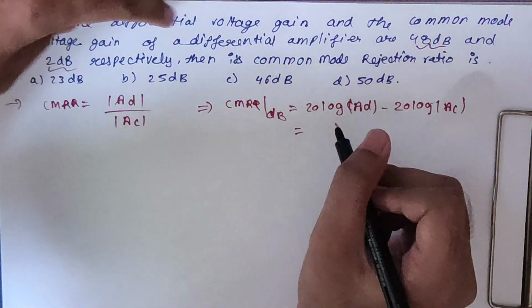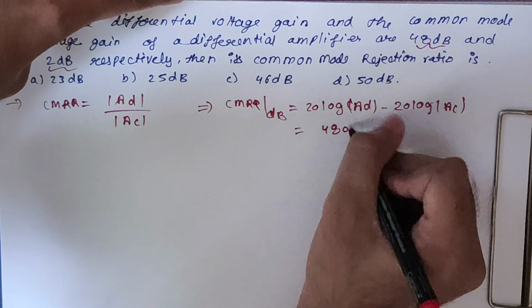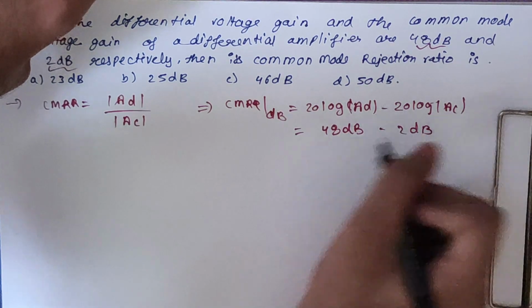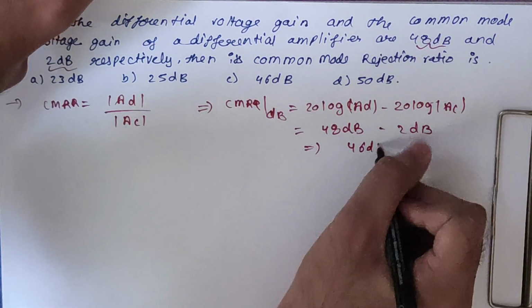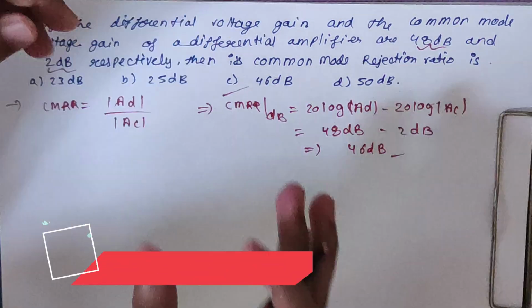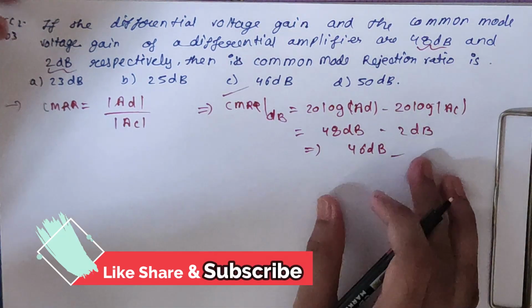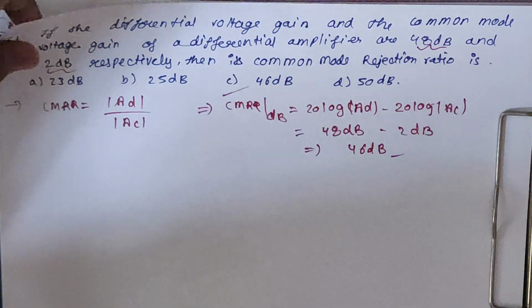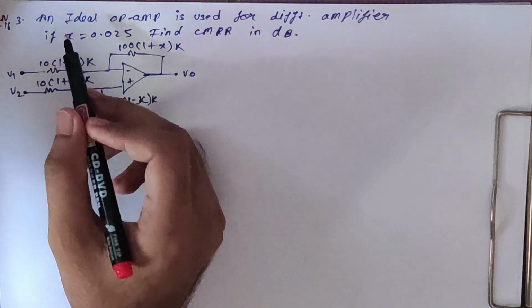So directly we can subtract these two things. So we will get 48 dB minus 2 dB. So this is your answer, 46 dB. So C is the correct answer. For this sum you don't even need the trick, but in the next sum you will have to use it. Okay, now let us see this sum.